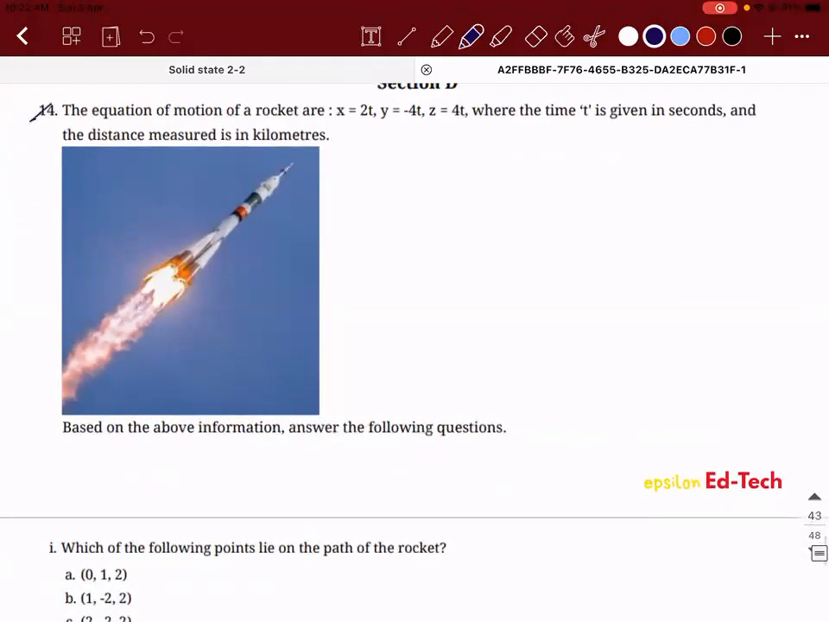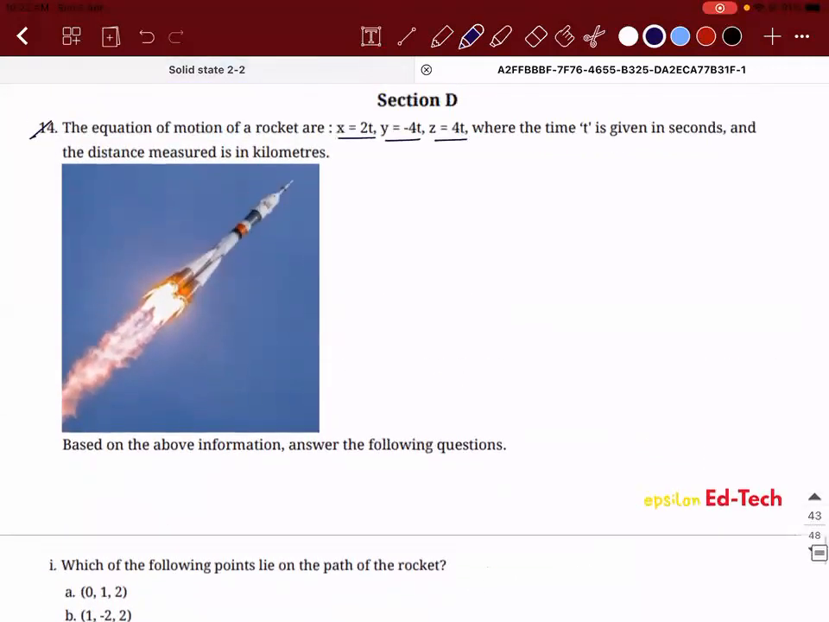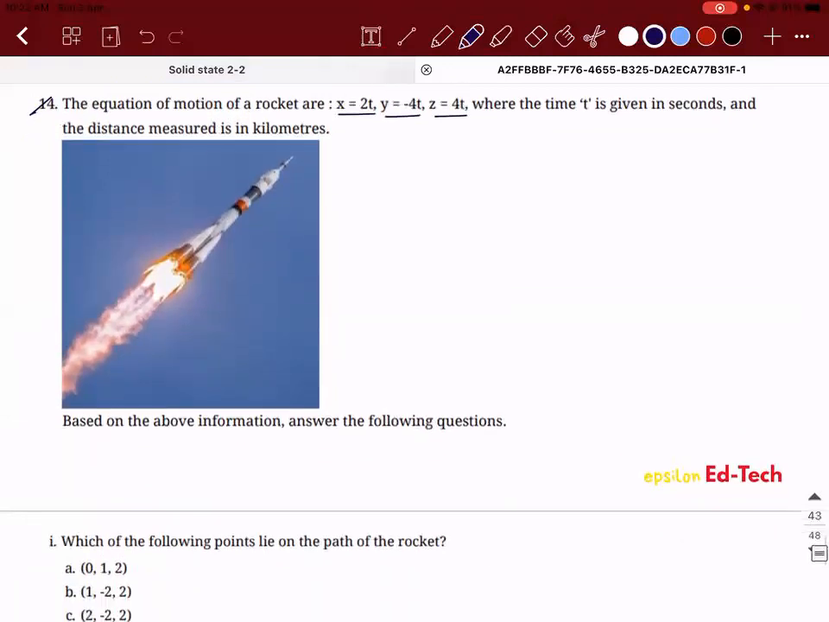So last problem: the equation of motion of a rocket, x is equal to 2t, y is equal to -4t, z is equal to 4t, where the time t is given in seconds and the distance is measured in kilometers. Based on the above information, answer the following questions. Which of the following points lie on the path of the rocket? So how to solve this, guys? It's very, very simple.